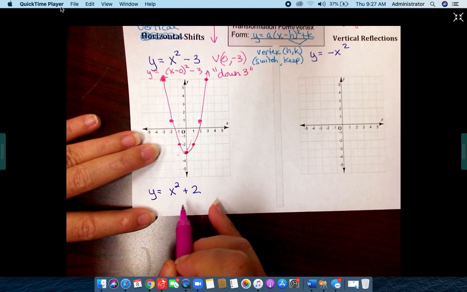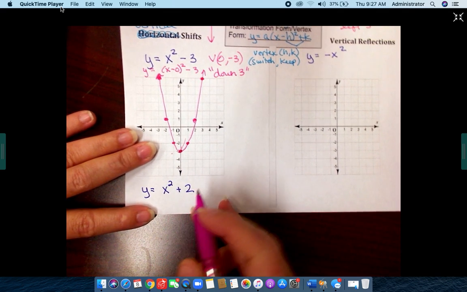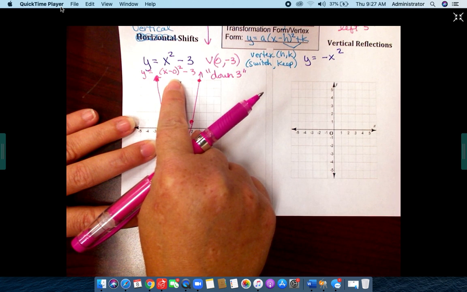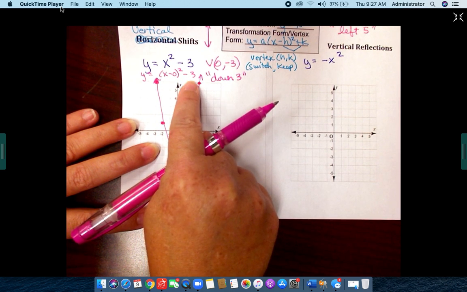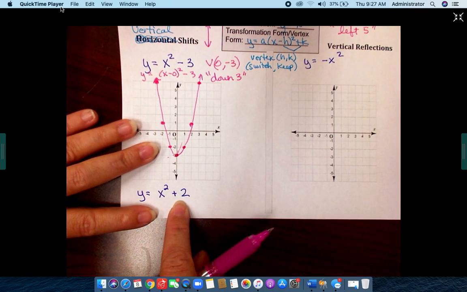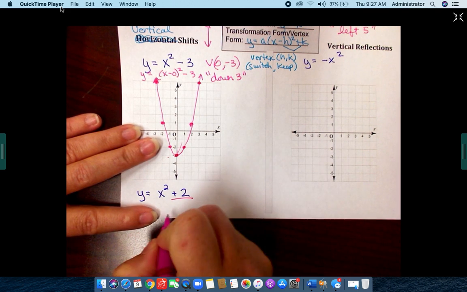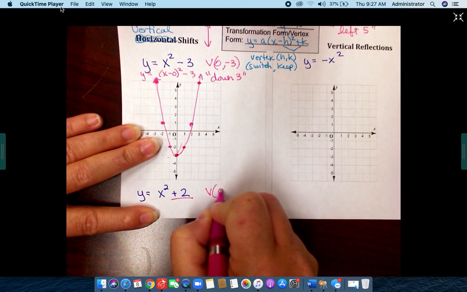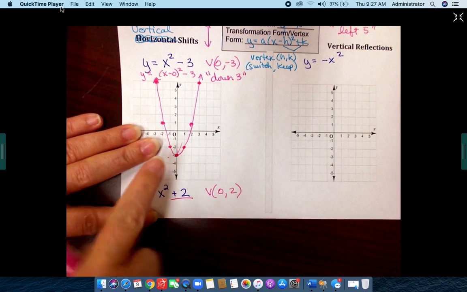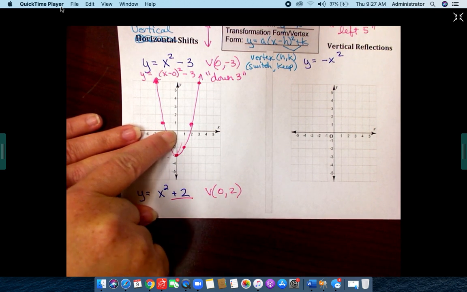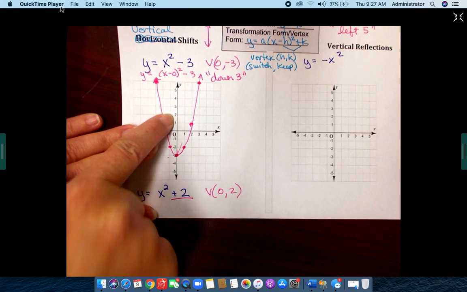With this extra example down here, y equals x squared plus 2. If it was -3, I shifted down 3, and again, that's because we switch keep. So we're going to keep the sign if it's not in parentheses. So a plus 2 would mean my vertex is at (0, 2). So think about if I was at the origin, how would I get to (0, 2)? I would shift up 2.